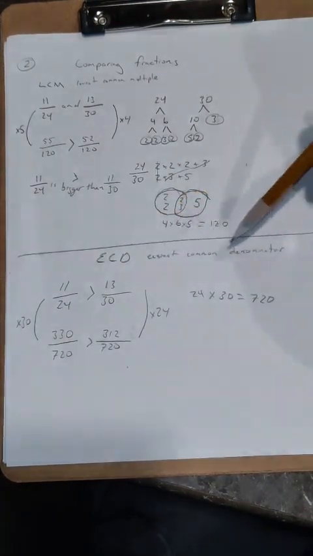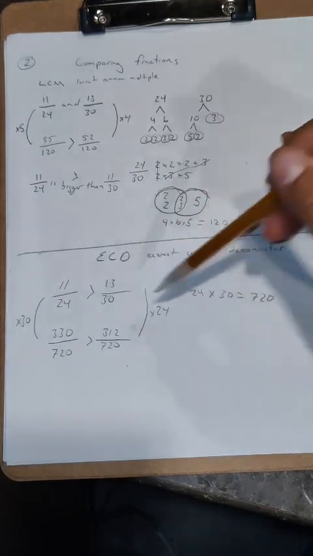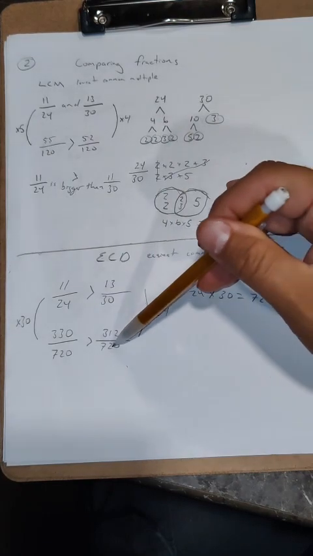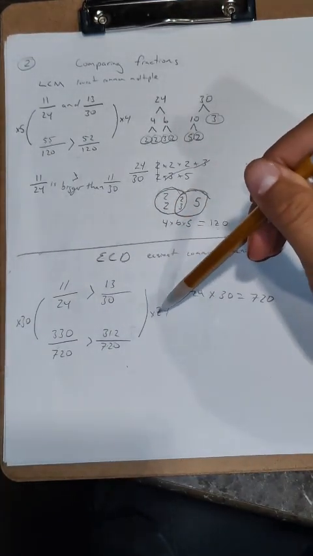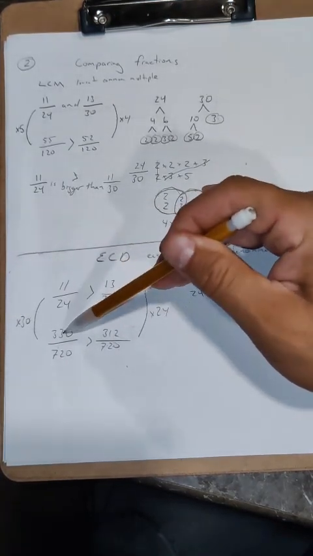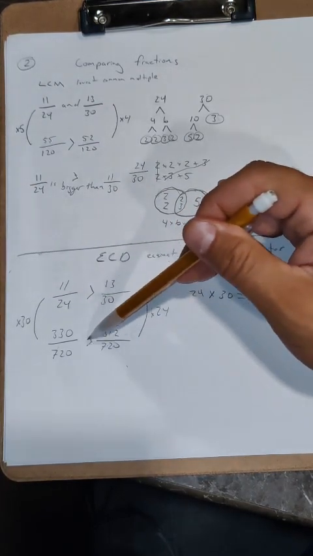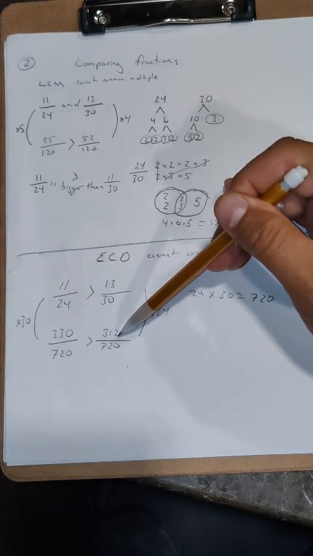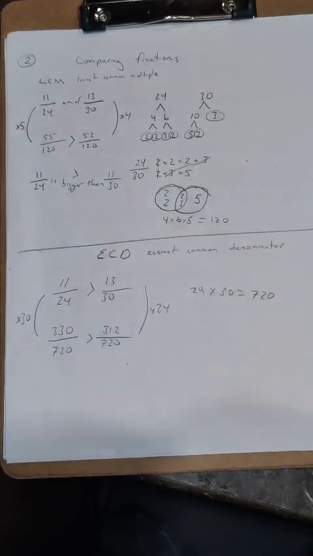And for the ECD, easiest common denominator, I just multiplied the two denominators to get 720. That's the denominator that I used down here. Multiplied this by 24 to get 312, and this by 30 to get 330. And 330 is greater than 312, therefore 11/24 is greater than 13/30.